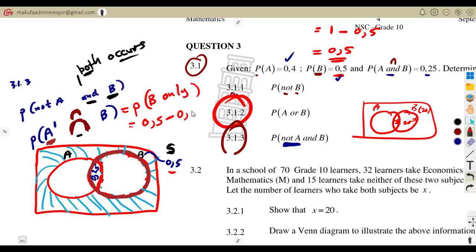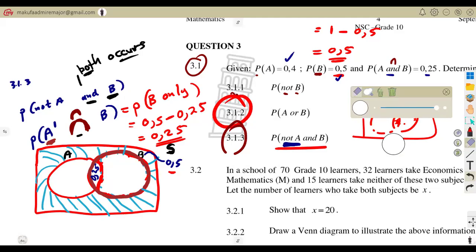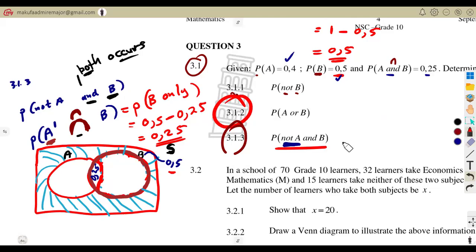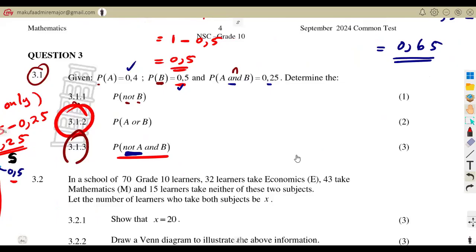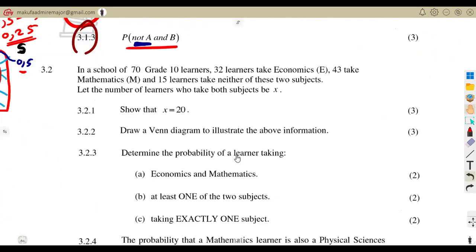It was going to give us what? What is remaining in B only, what is in B, which is what? 0.25. So that was our question, the probability of not A and B on another part. Read to understand and also understand your Venn diagrams. They can help you. If you understand this in short, then it is good to have that.